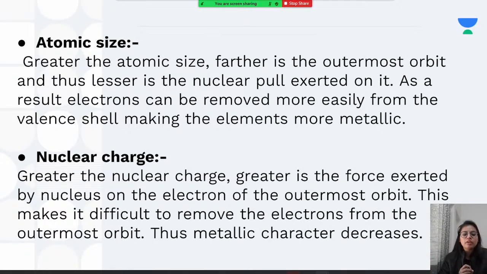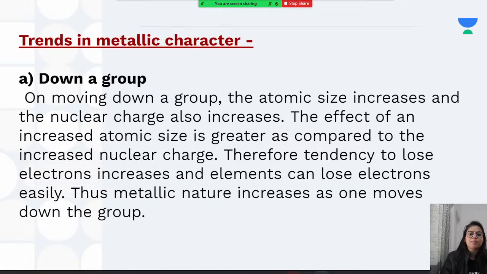Next, talking about the nuclear charge. The greater the nuclear charge, the greater the force exerted by the nucleus on the electrons. If I'm holding anything very tightly, it will be very difficult for anyone to remove it. The same thing is happening with the nucleus and the electrons. The greater the nuclear charge, the more tightly it holds the electrons. So it makes it difficult to remove electrons from the outermost orbit, and metallic character decreases with an increase in nuclear charge. So as we move down the group, what is happening?